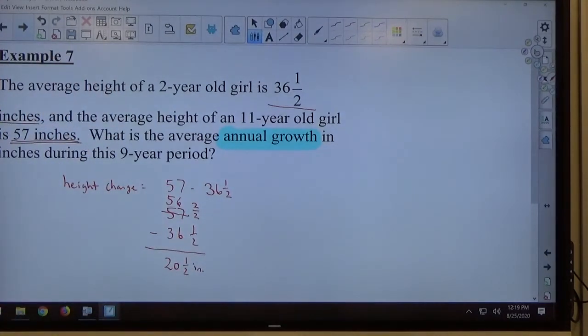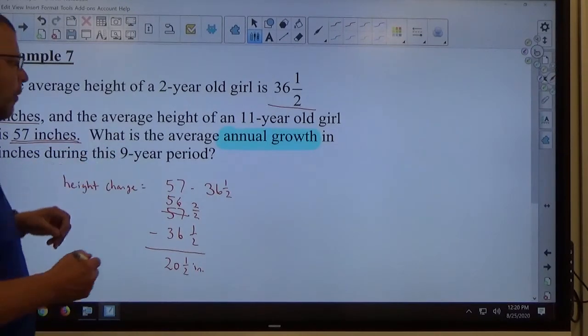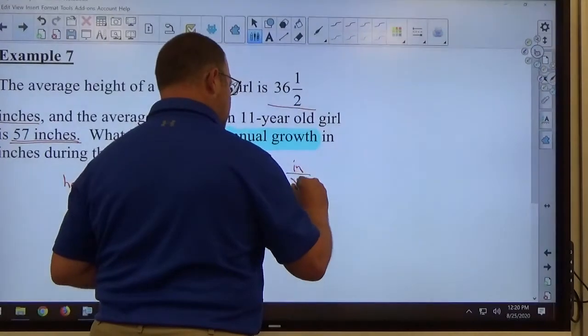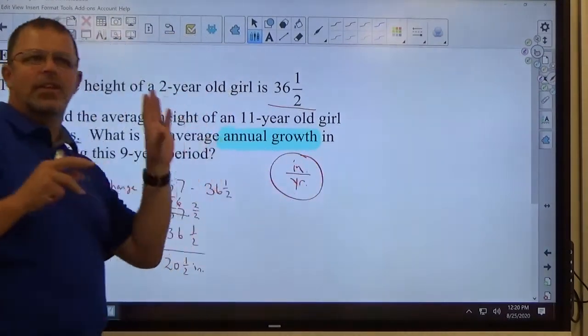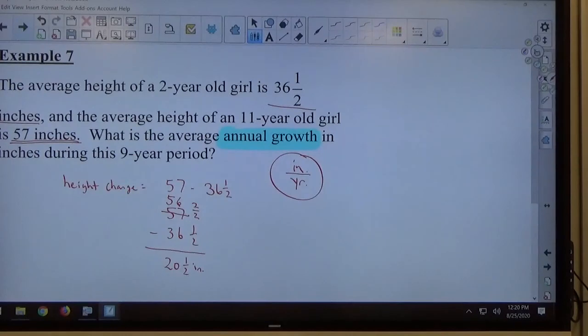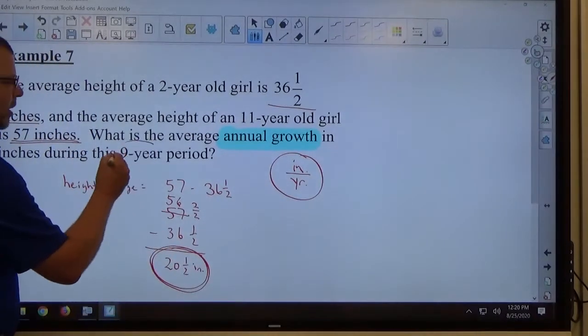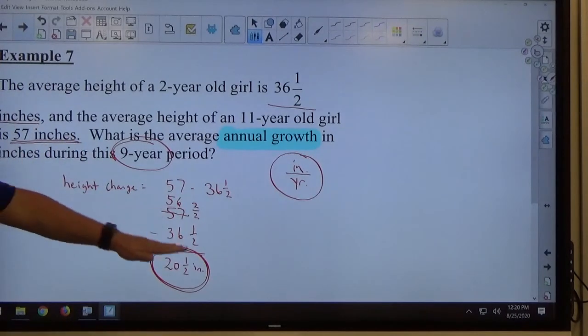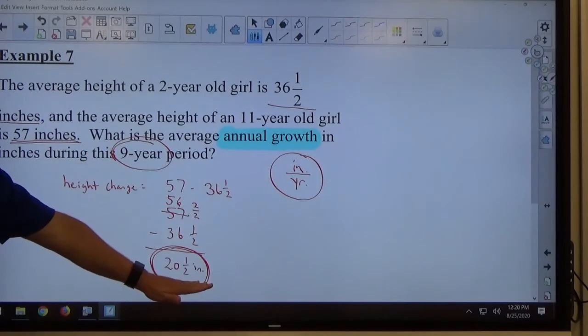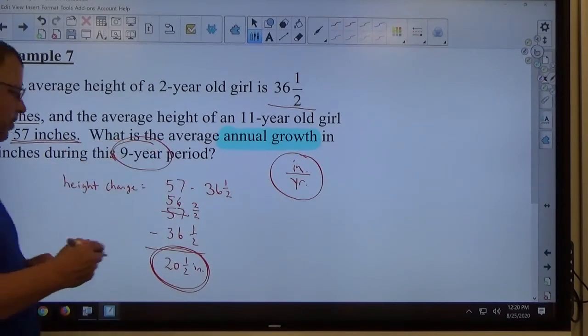So we can see here that the average girl from age 2 to age 11 is going to get about 20.5 inches taller than she was at age 2. Then we're going to find out average annual growth. Again, we want inches per year. If you just investigate the unit you want to get, you can see what operation is necessary to get that unit. This is how much the height of the girls changed in 9 years, and this is how many years it took to do it. So inches per year requires me to take 20 1/2 inches divided by 9 years.